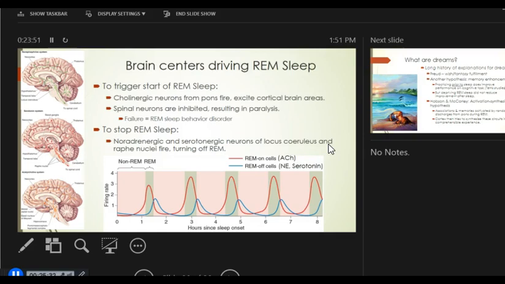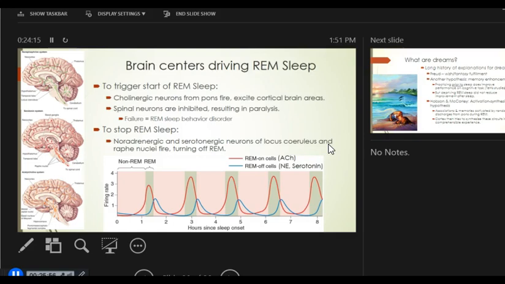At the same time that you're triggering your cholinergic neurons, you also have a bunch of your spinal neurons that tend to be inhibited, so you have paralysis. And this is where if you have a failure to inhibit these neurons, you can run into REM sleep behavior disorder, which, as I've mentioned, comes up on the homework in a humorous way. This guy named Mike Birbiglia has a great little narrative.